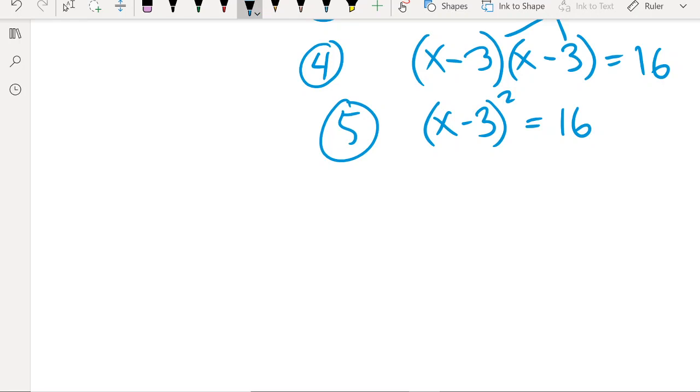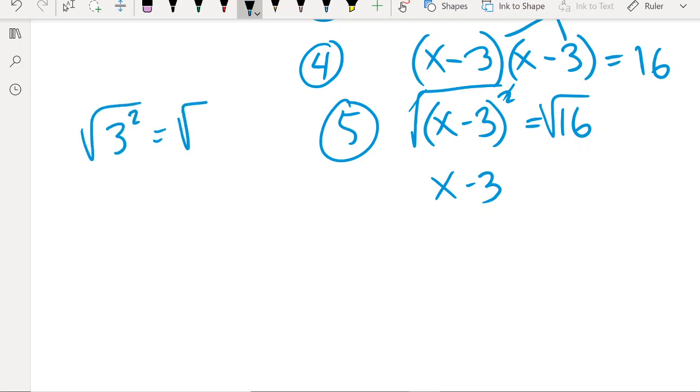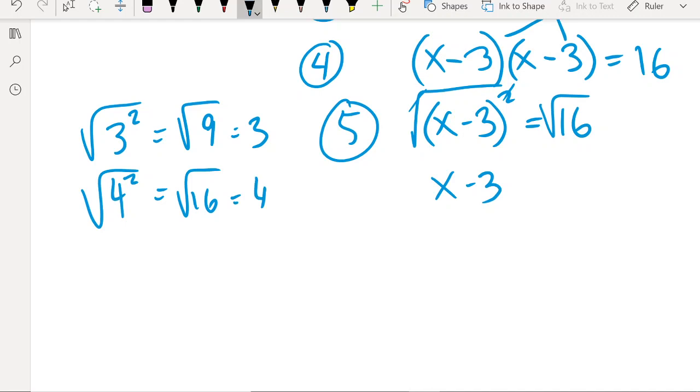So step 1 underneath the whole solve for x step would be to square root both sides. Okay, so I have x minus 3 here because the square and the square root cancel. The reason why that happens is because, for instance, if I said 3 squared square root, that would be the same thing as the square root of 9, which is 3. And that happens with every number. 4 squared square root would be the same thing as the square root of 16, which is 4. So there's a pattern here.